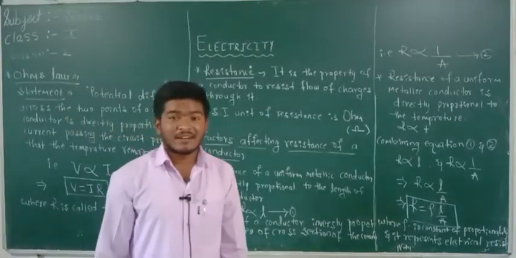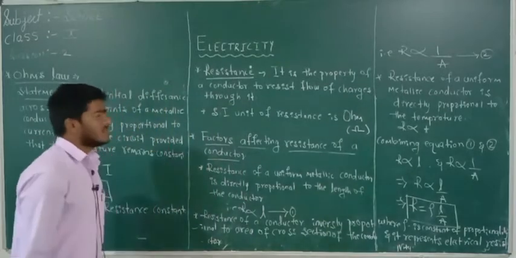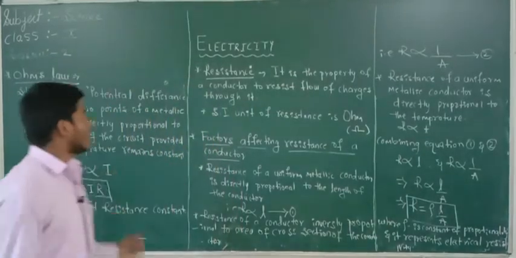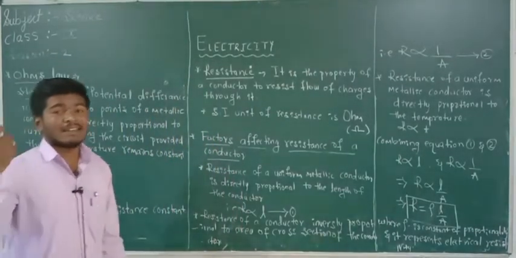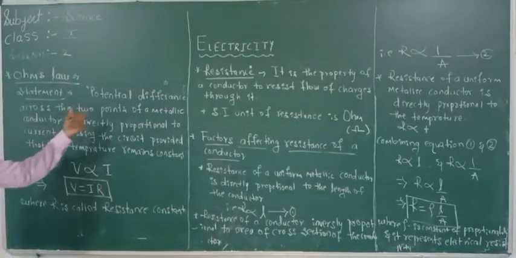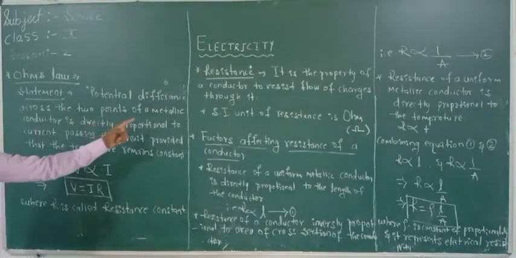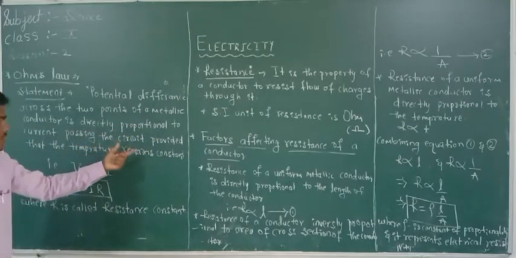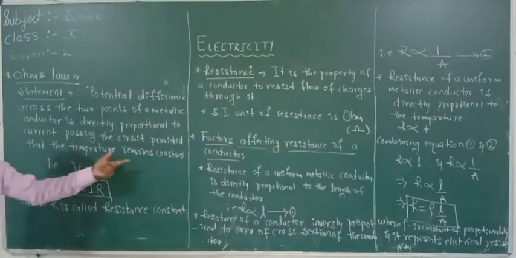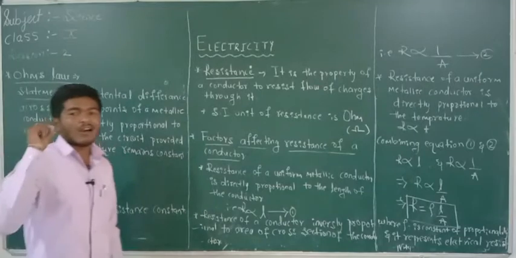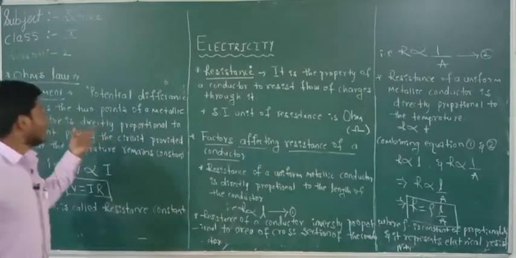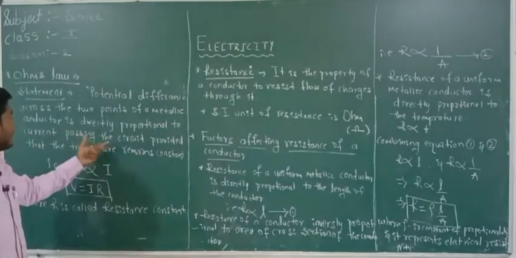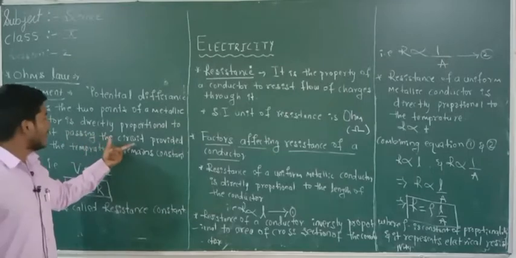One of the physics scientists, whose name was Ohm, studied the potential difference across a conductor and made a law. That law is called Ohm's law. The statement is: the potential difference across the 2 points of a metallic conductor is directly proportional to the current passing through the circuit, provided that the temperature remains constant. That is, at constant temperature, the potential difference across the 2 points of a metallic conductor is directly proportional to the current passing through the circuit.